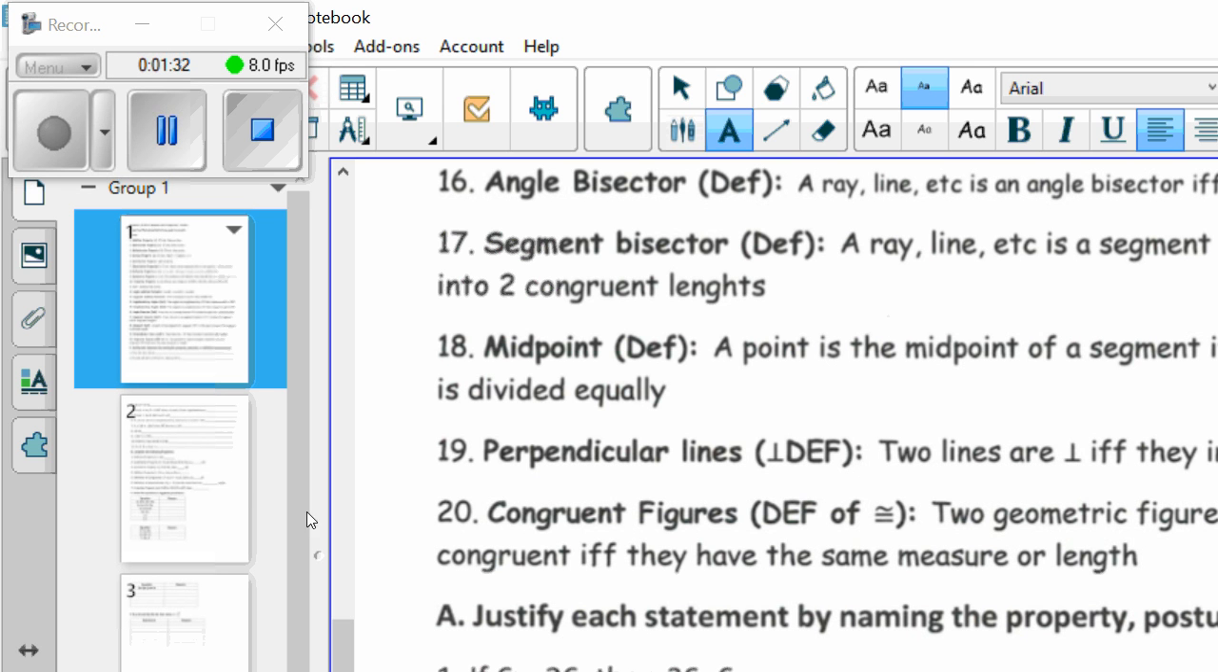All right, so we're going to start out just justifying each statement by naming the property, postulate, or definition demonstrated, to get us used to recognizing all of these properties. So number 1, if 6x equals 36, then 36 equals 6x. Notice I have the exact same thing on both sides. It's just they've traded places. So this is the symmetric property of equality. Since I have equal signs over here, it's equality.